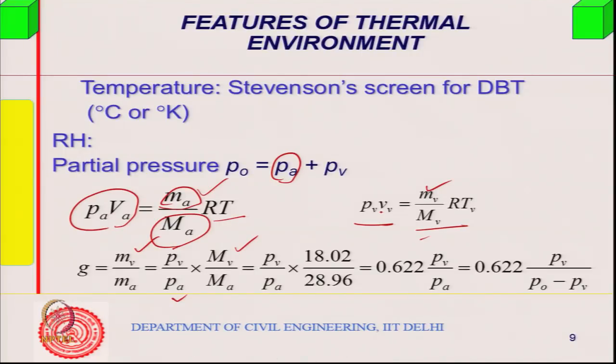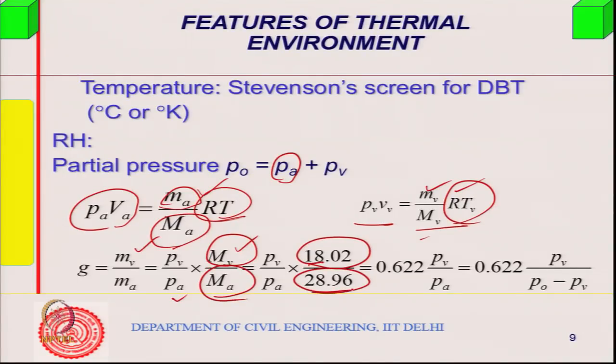V will cancel out from both the sides, this will also cancel out because temperatures are the same, and the universal gas constant also cancels because we have already taken N into account. So, the molecular mass of water is 18.02 and the molecular mass of air is 28.96. Now, how does that come?